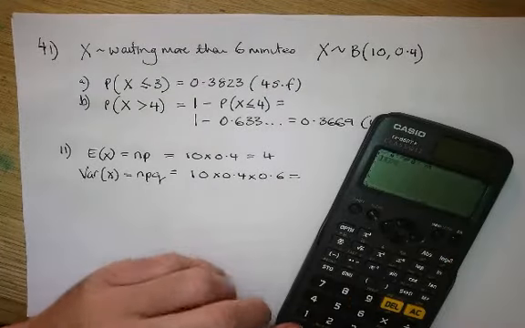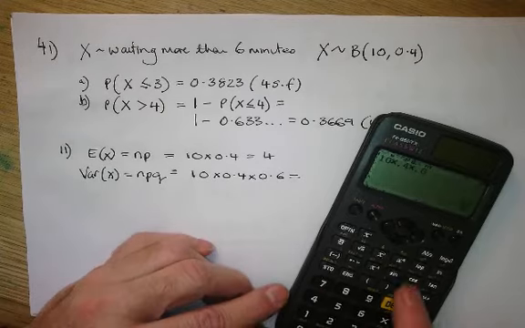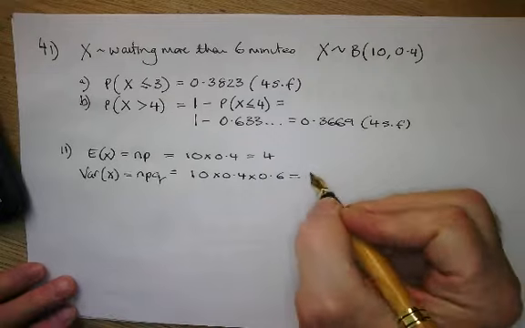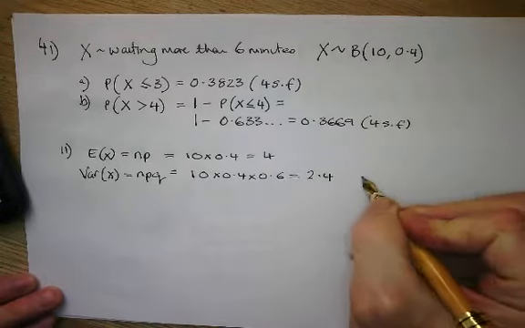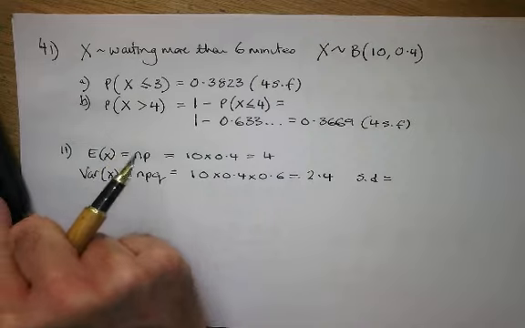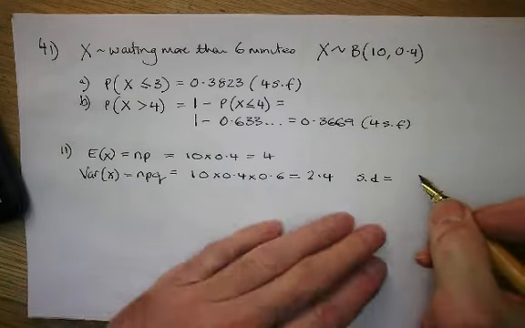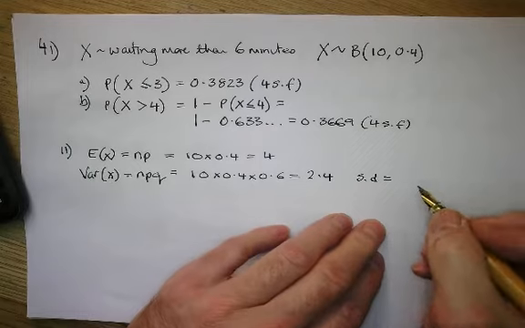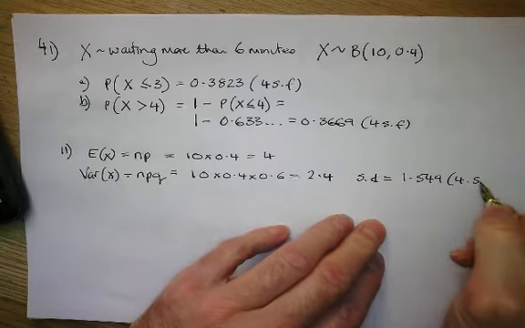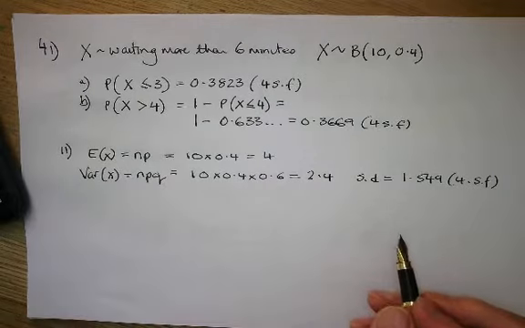So let's use this calculator here. 10 times 0.4 times 0.6 equals 2.4. Okay, and that's the variance. So my standard deviation is the square root of that. Square root answer equals 1.549. So it's to 4 sig fig. Oops, dot there.